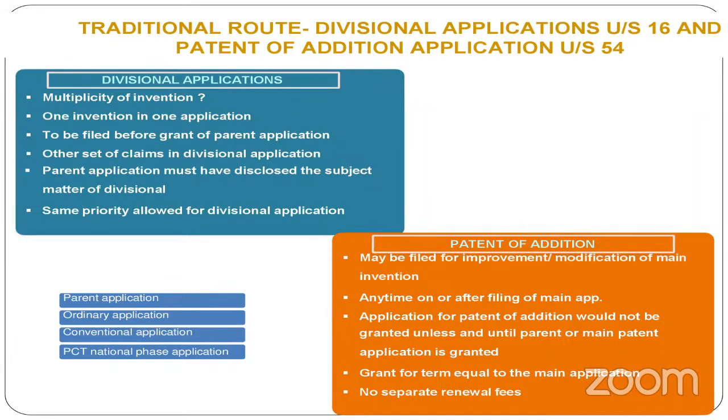The same priority is allowed for the divisional application. A patent of addition may be filed for an improvement or modification of the main invention any time on or after filing of your application. The application for the patent of addition will not be granted unless and until the parent or main patent application is granted. The term of the grant is equal to that of the main patent application, and there is no separate renewal fee for the patent of addition.